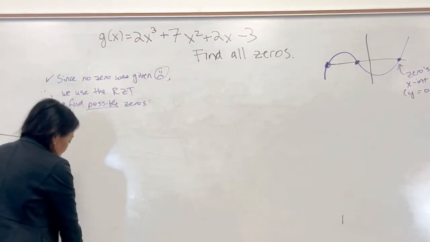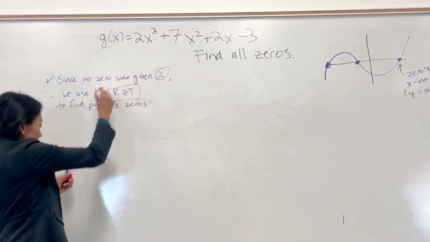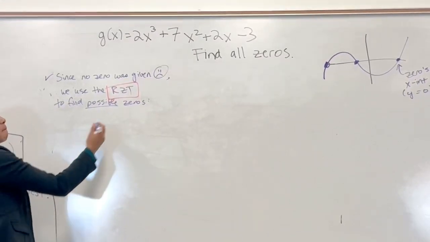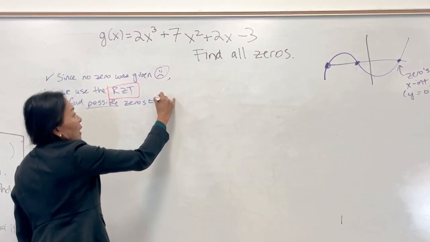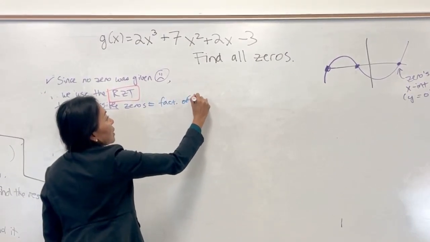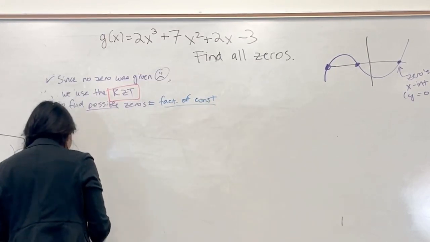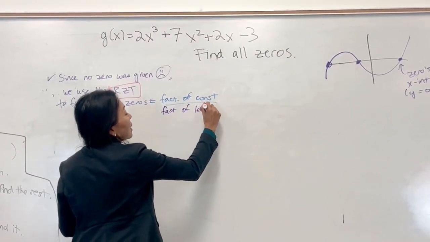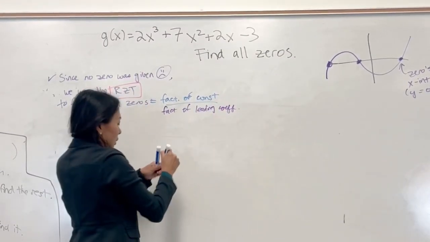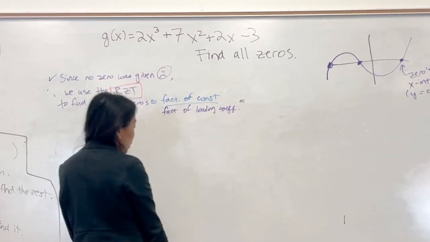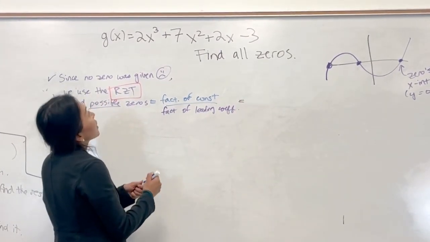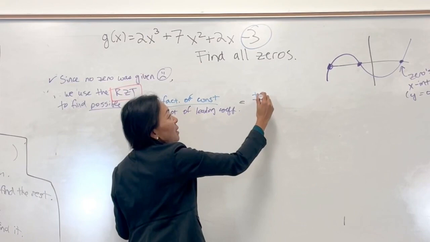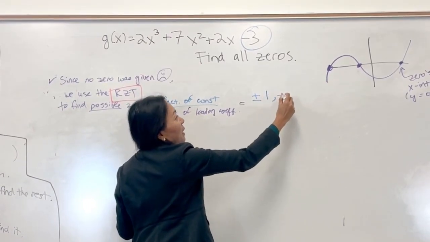So here, the rational zero theorem says that we're going to look at, what are we going to look at? Right, the factors of the constant divided by the factors of what? Leading coefficient. Factors of the leading coefficient. Okay. So what are the factors of the constant in this problem? Okay. So what is the constant, first of all? 3, right? So the factors of 3 are plus and minus 1 and plus and minus 3.